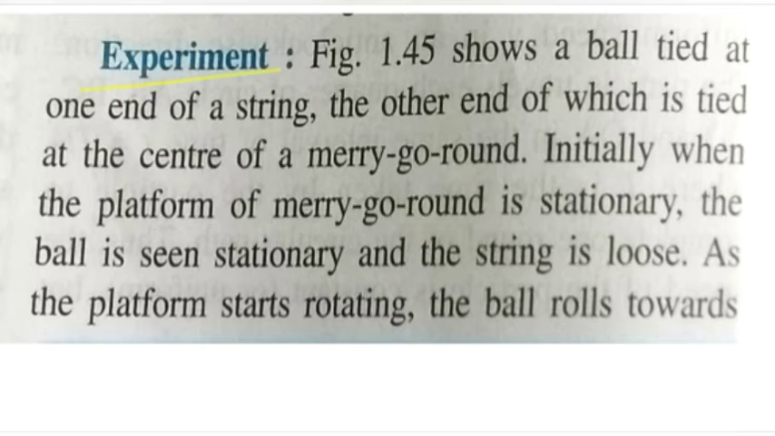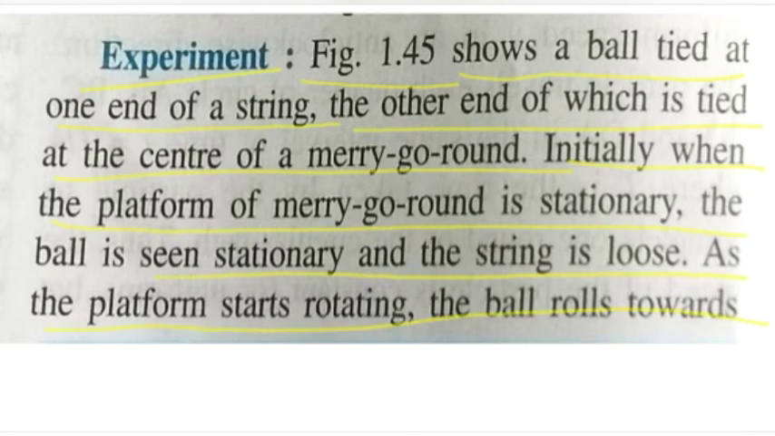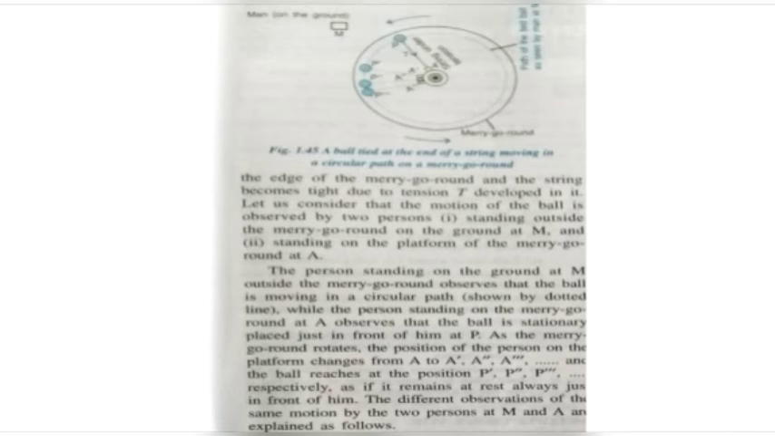Now, Figure 1.45 shows a ball tied at one end of a string, the other end of which is tied at the center of a merry-go-round. Initially, when the platform of the merry-go-round is stationary, the ball is seen stationary and the string is loose. As the platform starts rotating, the ball rolls towards the edge of the merry-go-round and the string becomes tight due to tension T developed in it.